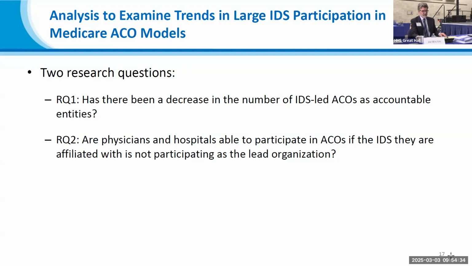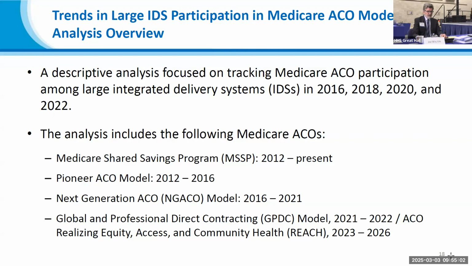So the next few slides try to answer a couple key questions concerning integrated delivery system participation. First question was, has there been a decrease in the number of integrated delivery system-led ACOs? And the second question, are physicians and hospitals able to participate in accountable care if the entity they are affiliated with is not participating as the lead organization? The analysis to answer these two questions tracked ACO participation among large integrated delivery systems for the years 2016, 2018, 2020, and 2022. And for the Medicare alternative payment models, MSSP, Pioneer, Next Generation, Global and Professional Direct Model, and ACO REACH.